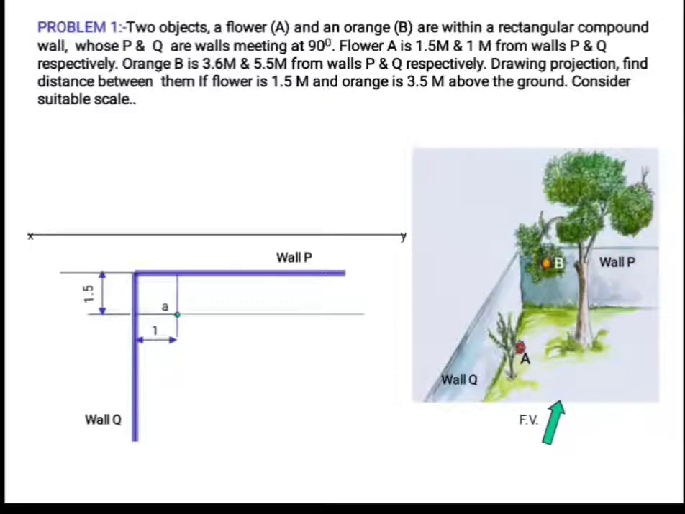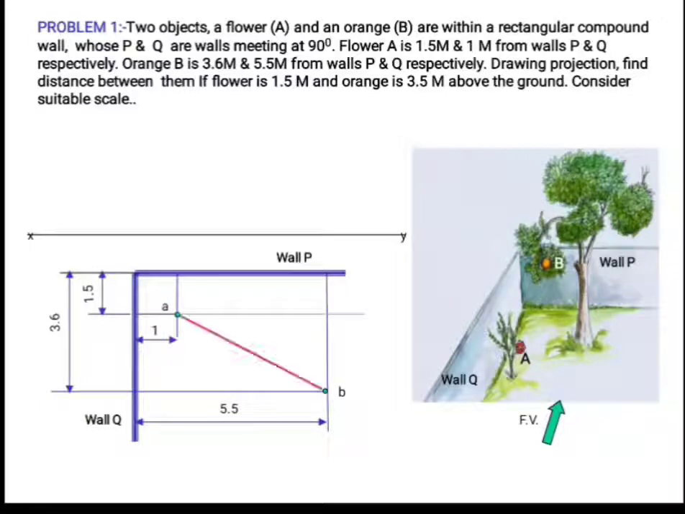Now we have the distance of point B, that is the position of orange, from the horizontal and vertical wall as 3.6 meter and 5.5 meter. Now I am marking 3.6 meter from wall P and 5.5 meter from wall Q. This intersecting point will be the point B. Now again join A and B. That will be the plan of the line joining this flower and orange.